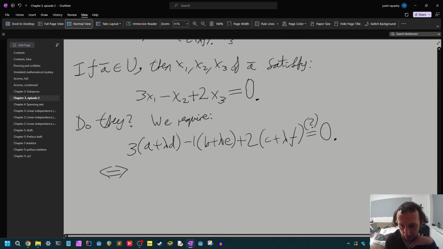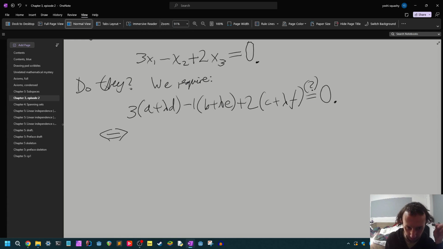So to go about that, we probably just want to take the 3a, take the minus b, and take the 2c, and take the 3 lambda d, sorry, the minus 1 lambda e, and take the 2 lambda f and combine. So we'll do that on the next step. If that wasn't clear, we're about to do it, so don't worry.